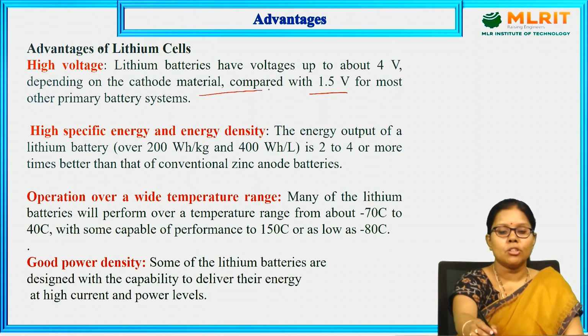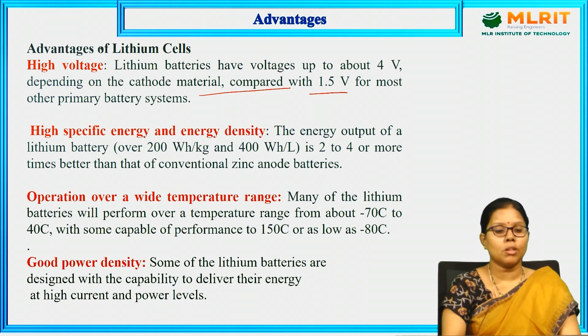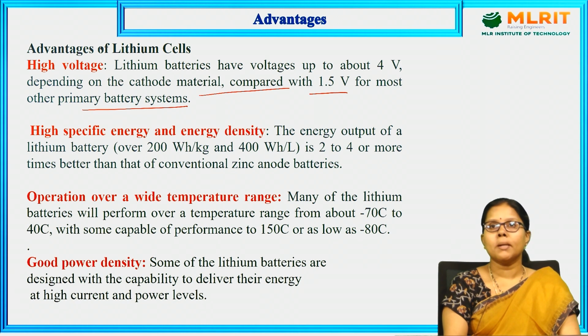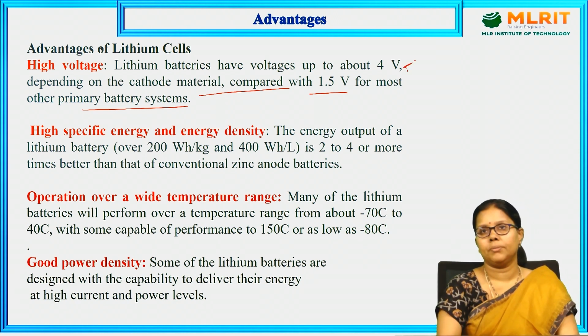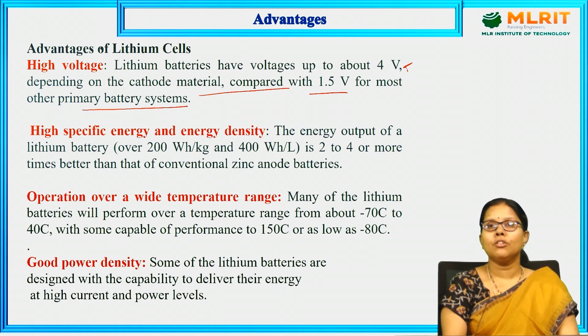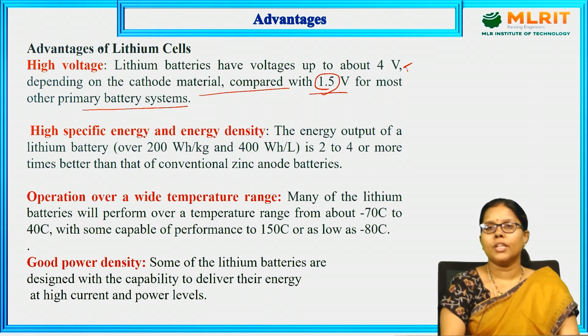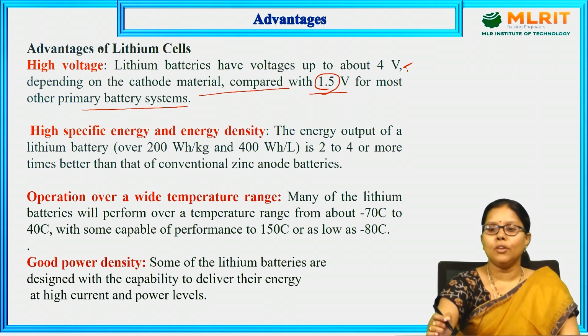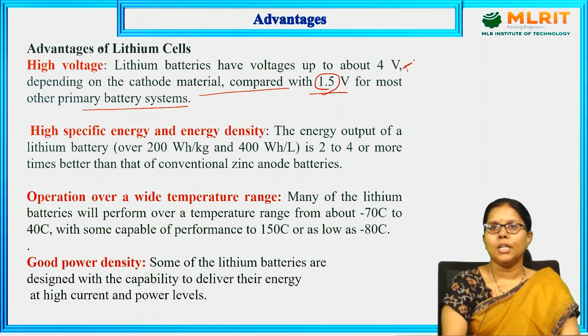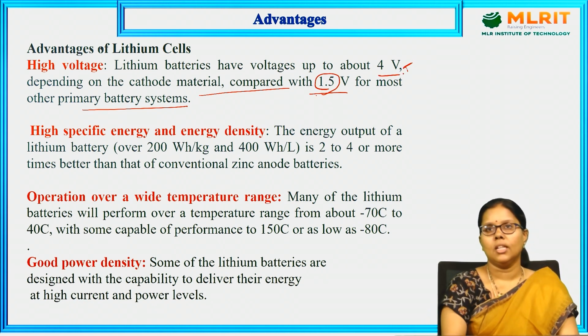Depending upon the cathodic material, compared with 1.5 volts for most of the other primary battery systems, these primary lithium metal batteries can give 4 volts. So we can reduce the number of cells. So we can reduce the size, because if we use a primary battery of 1.5 volts, we require more than 2 cells. If we use a lithium metal battery, in place of 2, we can use only 1 cell. The size has been reduced, which can give more output. High specific energy and energy density.